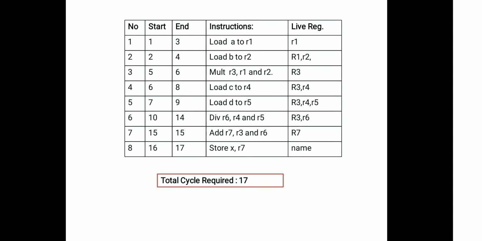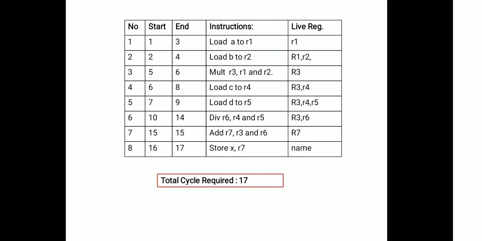Now the third instruction: R3, multiplication of R2 and R1. This depends on the above 2 instructions. So whenever the first 2 instructions finish, then and only then will this instruction execute. The second instruction finishes at 4, then at 5 this third instruction is going to start. The multiplication instruction requires 2 latency, so 5, 6.